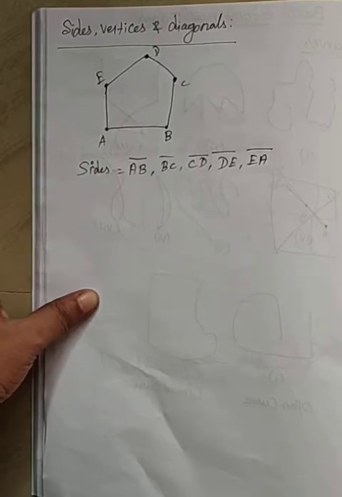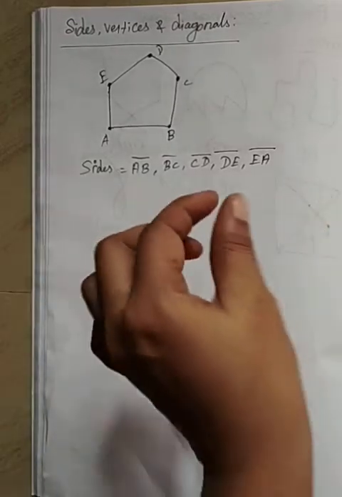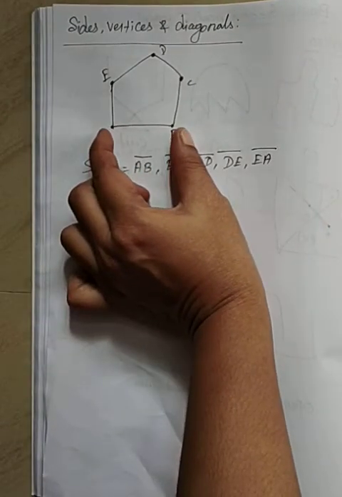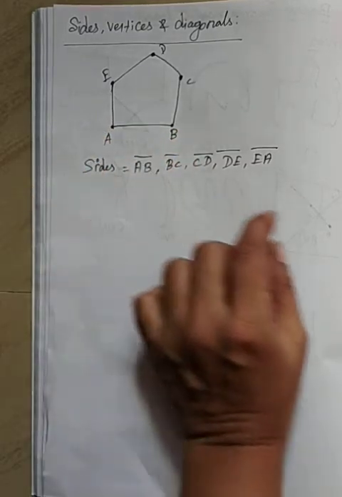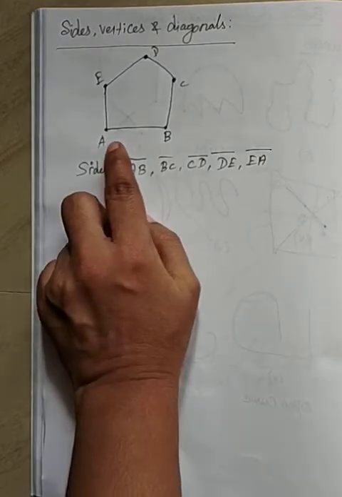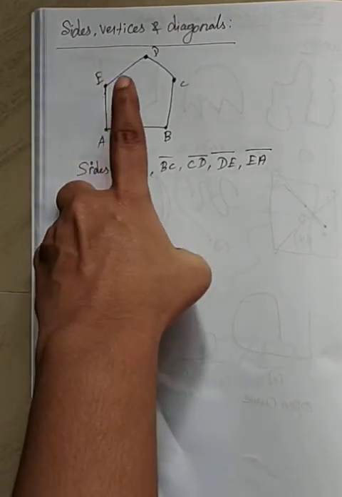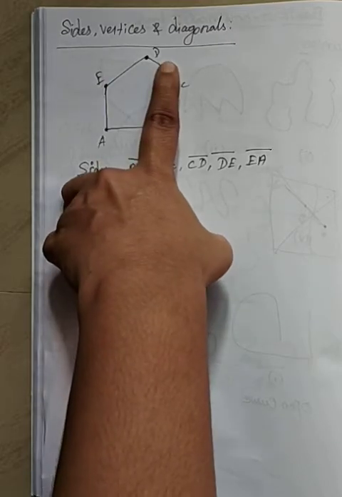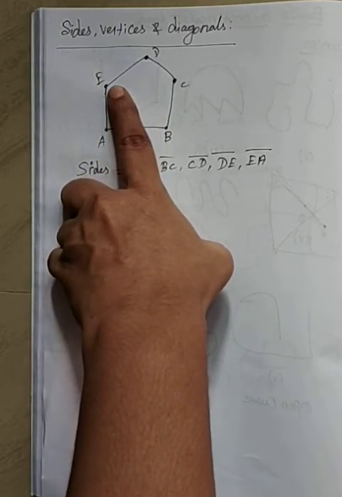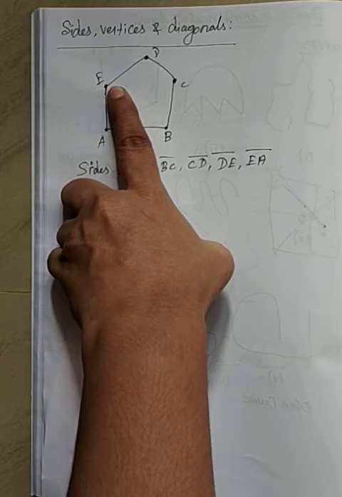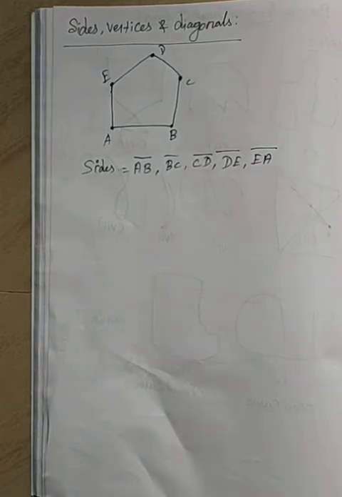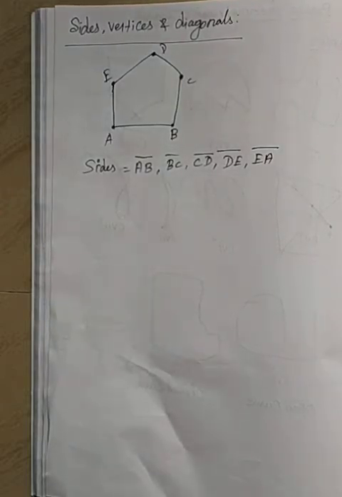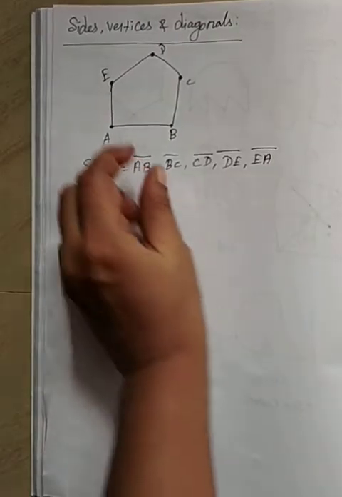What is meant by vertex? The meeting point of a pair of sides is called a vertex. See, the sides AE and ED meet at E. So E is a vertex of the polygon ABCDE. Everybody clear? What is meant by the vertex? The meeting point of a pair of sides is called its vertex.